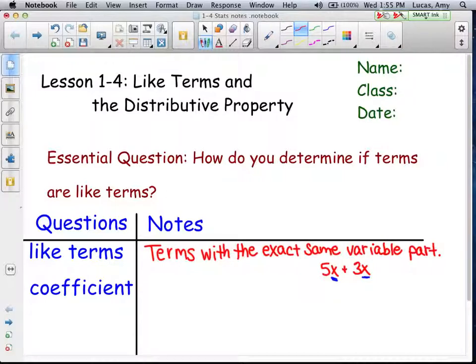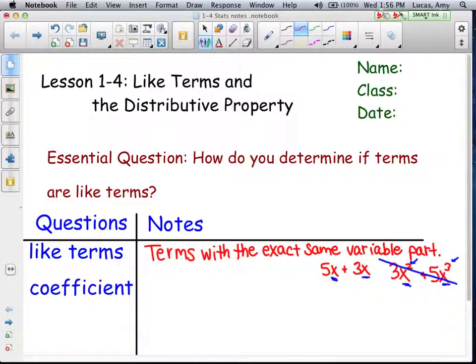But if you have terms like 3x squared and 5x to the third power, those are not like terms, because the variable part means not only the letters, but the letters and the exponents on them have to be exactly the same. So when you've got a 2 for an exponent and then a 3 for an exponent, those are not like terms anymore.